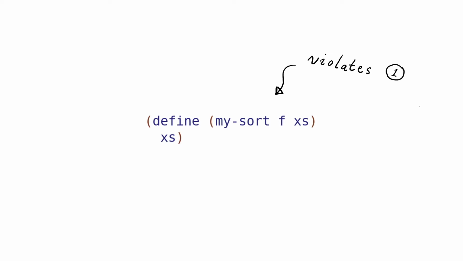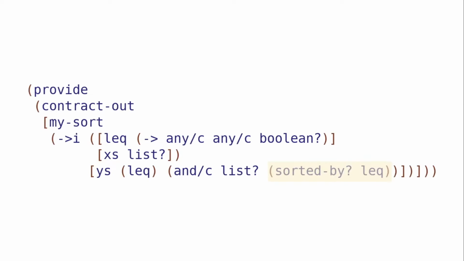Okay, so here is a very bad sorting function that would satisfy that contract. It works, okay? The identity. So that's sort of bad. So how would you fix that?